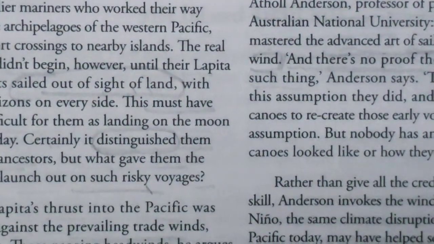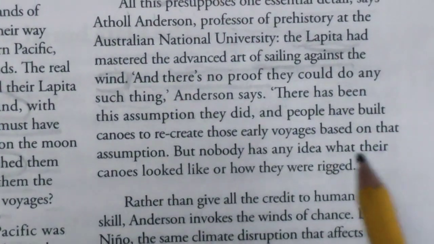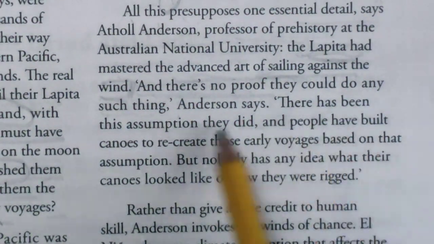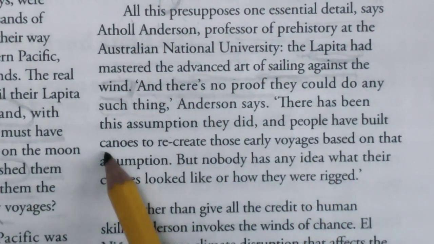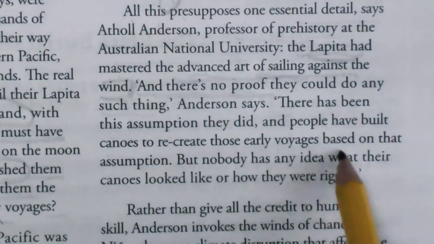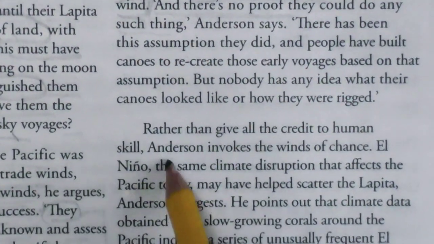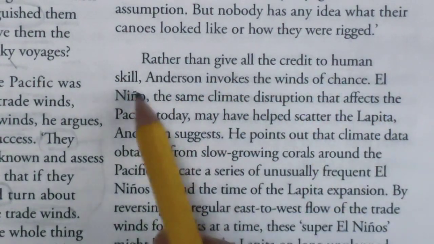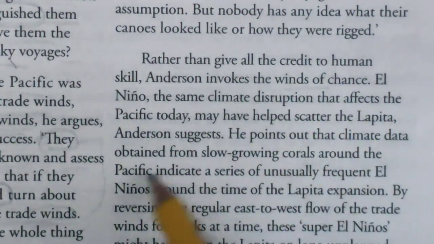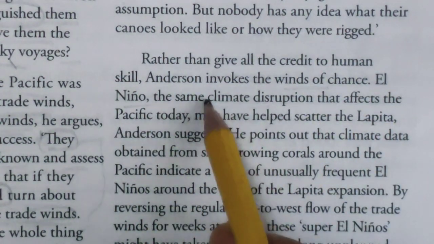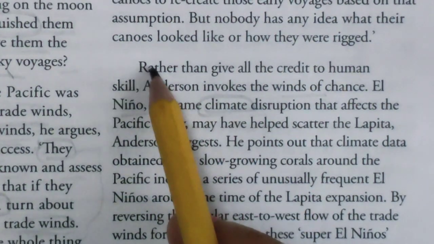What we can get. So we were on that paragraph. There has been assumption. People have built canoes to rebuild on climatic condition. No need to read all the things. Okay, winds of chance. The same climate word is there. Okay, let's read it from here.